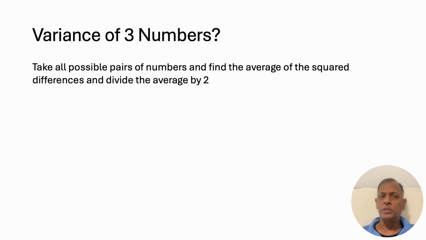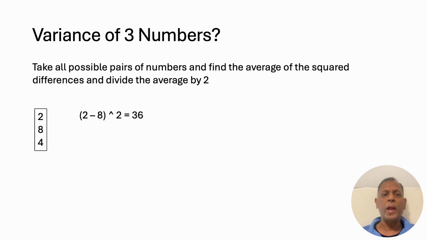Okay, so the general principle is, suppose you have 3 numbers, then take all possible pairs of numbers and find the average of the squared deviation and divide it by 2. In the earlier case there was only 1 pair of numbers, so we didn't have to do this. If you have more than 2, let's say we have these 3 numbers, we are going to consider every pair of numbers, so we'll consider 2, 8, 2, 4, 8, 4.